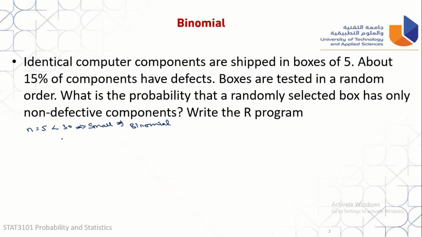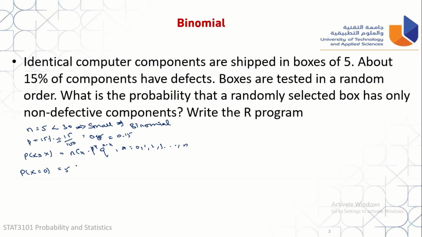About 15% of components are defective, so I am writing p is equal to 15 by 100, or you can write it as 0.15. The boxes are tested in a random order. What is the probability that a randomly selected box has only non-defective components? So let me write the formula for the binomial distribution. It is nCx times p power x times q power n minus x, with x equal to 0, 1, 2, 3, etc. till n. I have to calculate only non-defective, which means I don't want any defectives, so 0 defective.